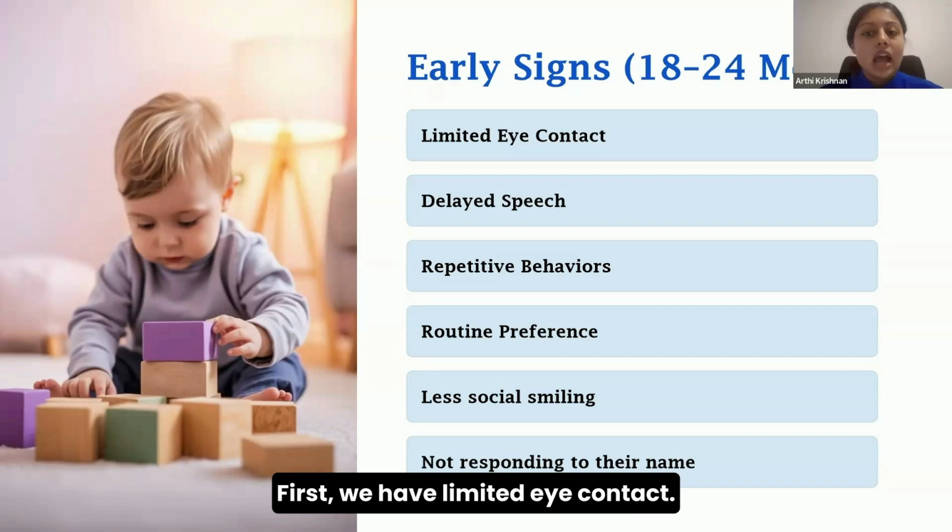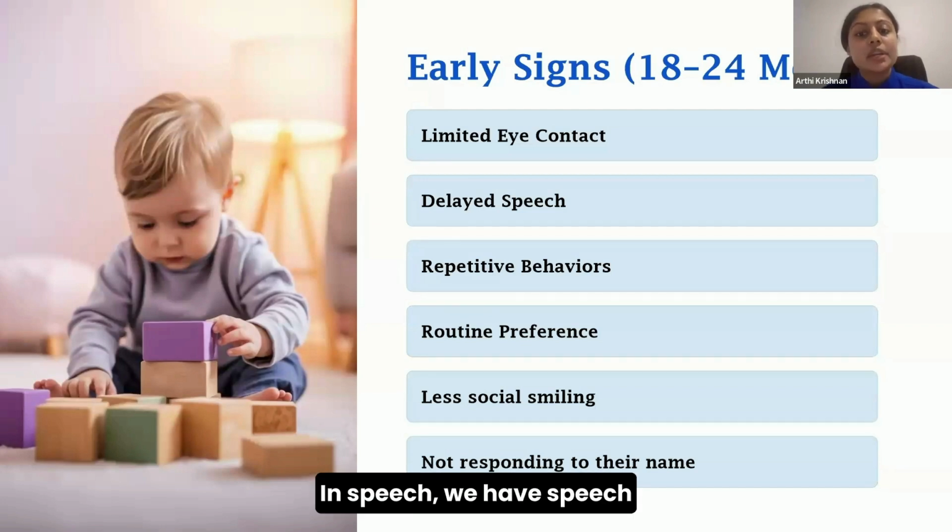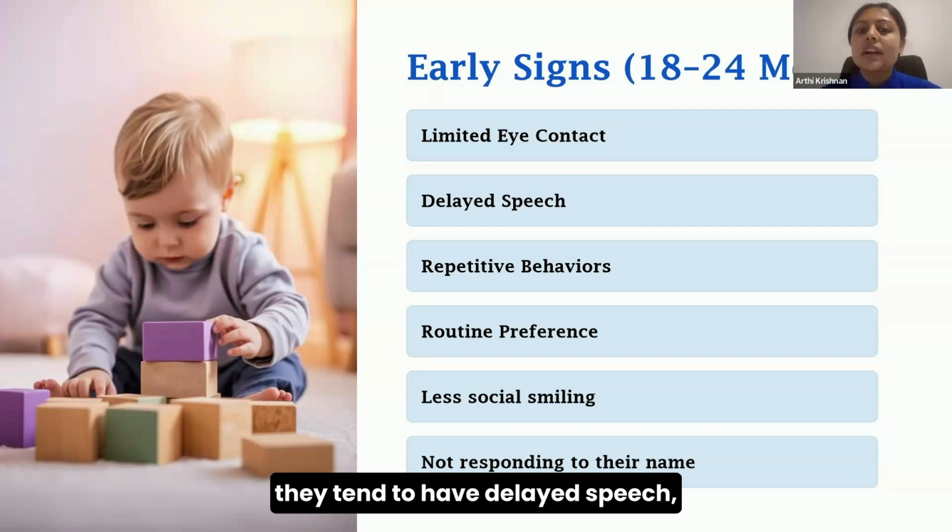First, we have limited eye contact. So, when we're engaging in social interactions, it is ideal to look into the eyes of the individual that you are talking to. But when it comes to individuals with autism, their eye contact tends to be limited. Next, speech. Speech is also an integral part of your social interactions, your communication, right? In speech, we have speech comprehension and speech production. That is understanding speech and producing speech.